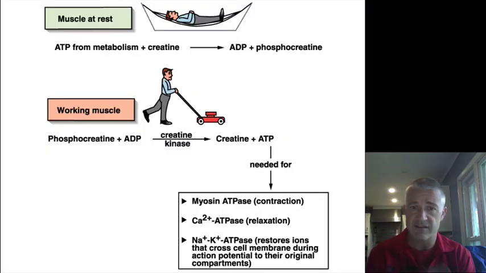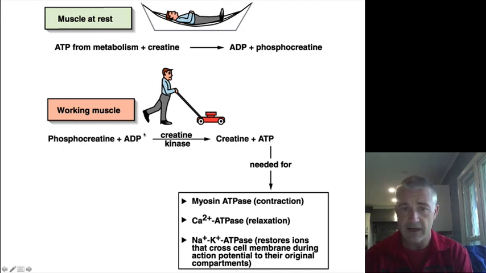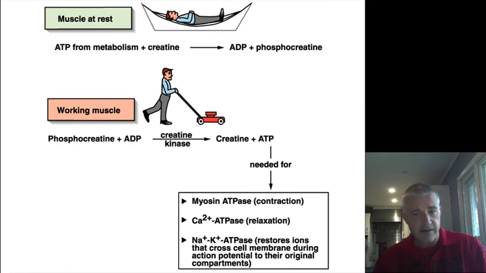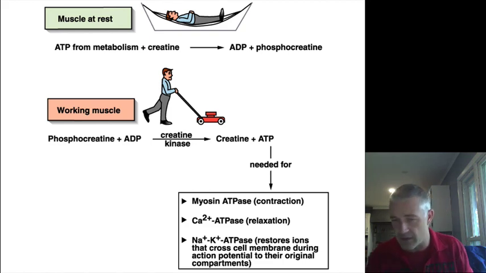And again, it's just this substrate phosphorylation where you have the phosphate on creatine, put it onto the ADP, and it gives us creatine and ATP, and we can use that for doing some of the stuff that the muscle may need. So if we're still contracting, we can use it to reset those myosin heads. If we're going into relaxation, we can use it to pump calcium back in there. We can use it to restore the membrane potential.